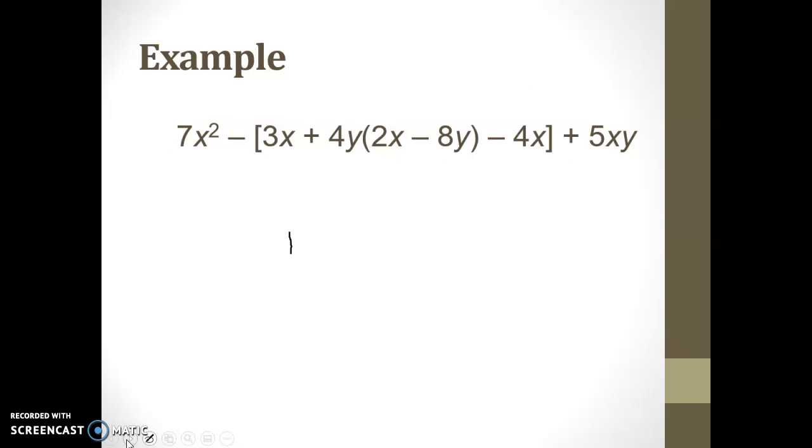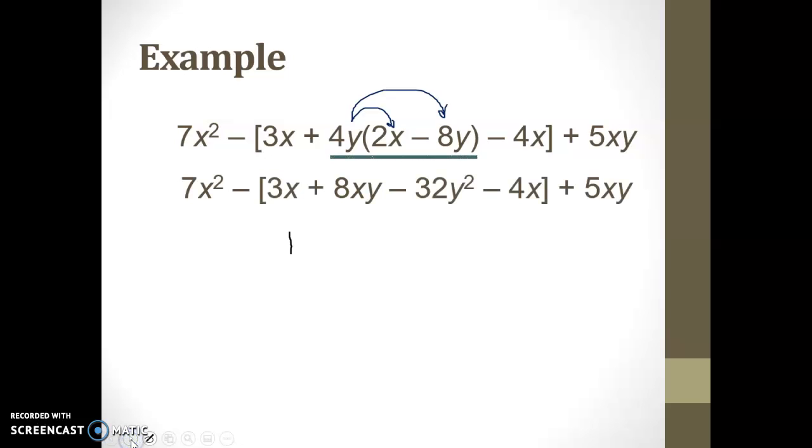Try this one out. Pause, try it on your own, and come back. Well, we've got to distribute this 4y here inside. And once we've done that, we can combine like terms.